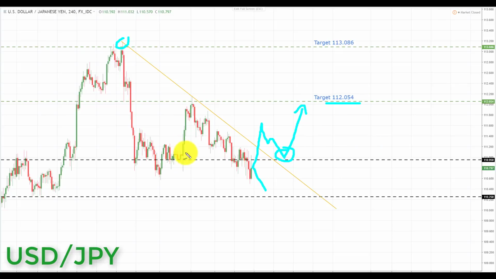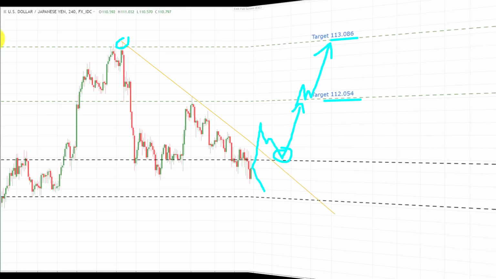This is the move that we had here. This exact same move that we had previously, we'll be looking for again. And if we can get a breakthrough here, we're going to be looking up towards the next key area of resistance to the upside at the 113.086.